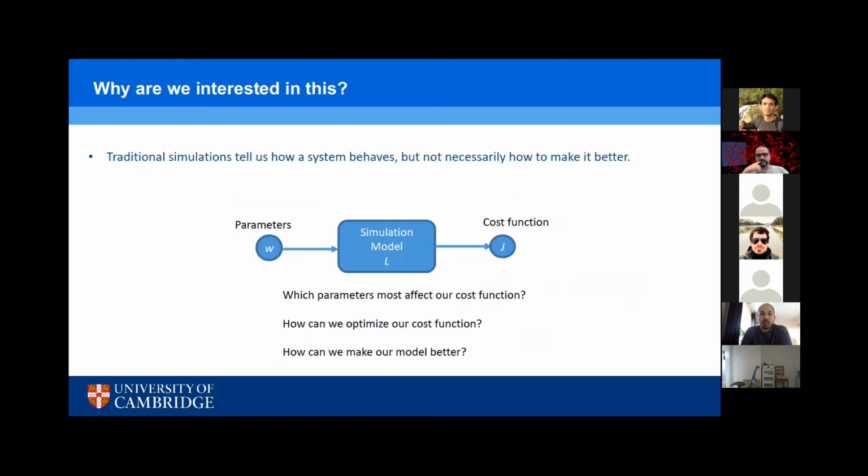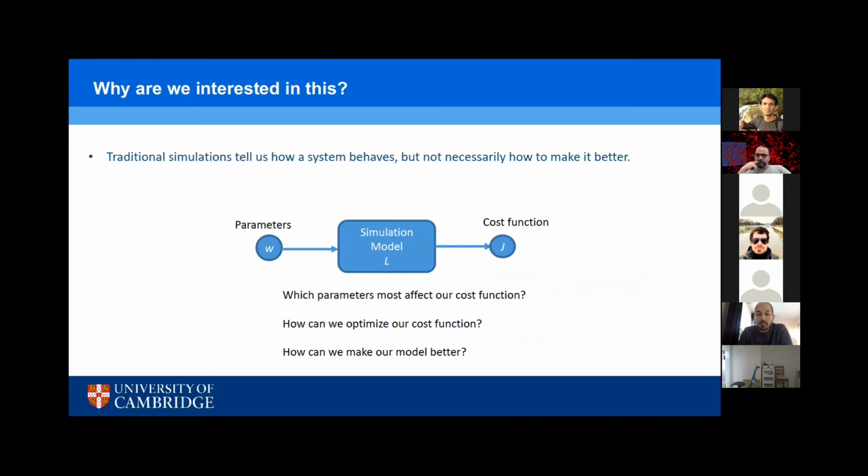But fundamentally, one question that sometimes we are not able to answer is how to make a system better. Or, for instance, which parameters in the system, in our model, most affect a desired cost function or something that we want to get out of the simulation. How might we be able to optimize this cost function? How can we make even our model better? So these are all questions that sometimes traditional simulation approach does not always allow us to answer.